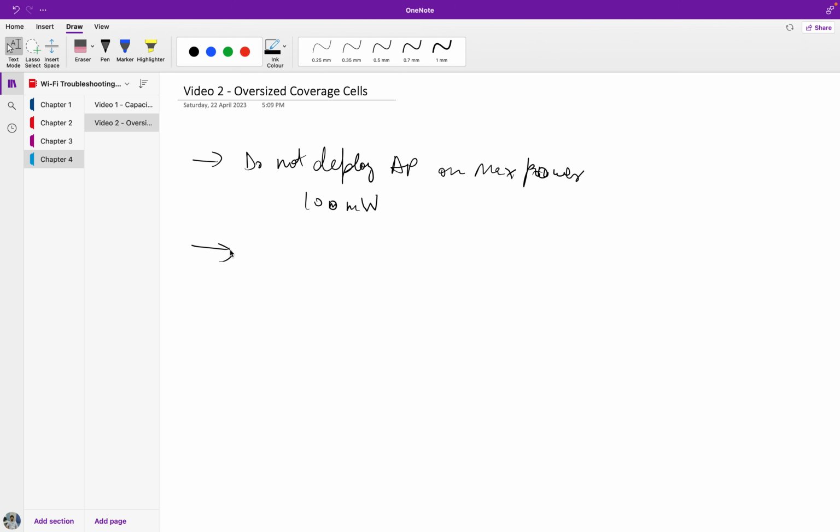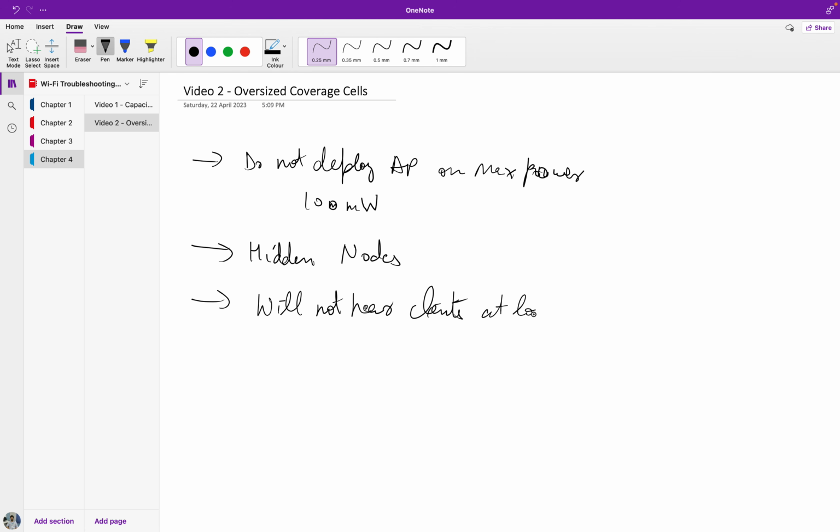Oversized coverage cells can not only cause problems with capacity, they can also cause problems with hidden nodes, as we discussed earlier. If the coverage cell is too large, which means the AP is at maximum power, it may not be able to hear clients which are very far away and transmitting at low power.